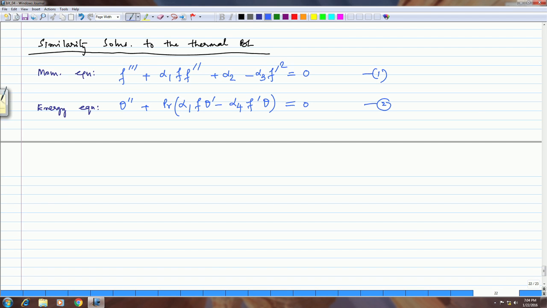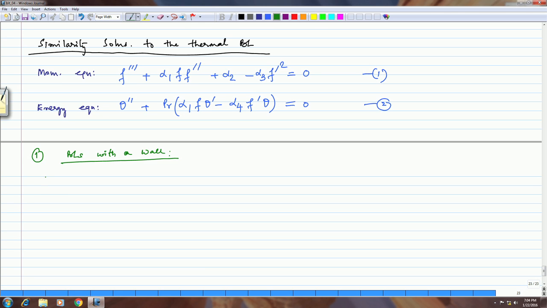Now what we'll do is look at several cases, what should be the specific values of these constants there, and possible solutions. That's what we're going to do right now. So number one is boundary layers with the wall.